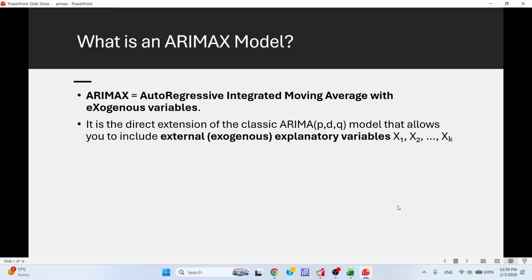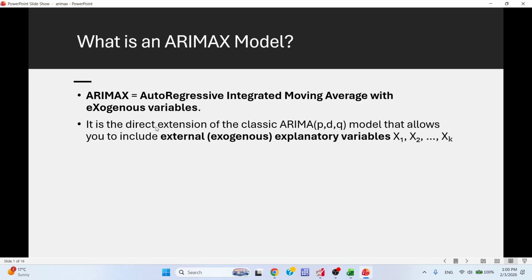In our today lecture, we are going to discuss what an ARIMAX model is. So basically, ARIMAX stands for autoregressive integrated moving average with exogenous variables. And basically, it is the extension of the classical ARIMA model.